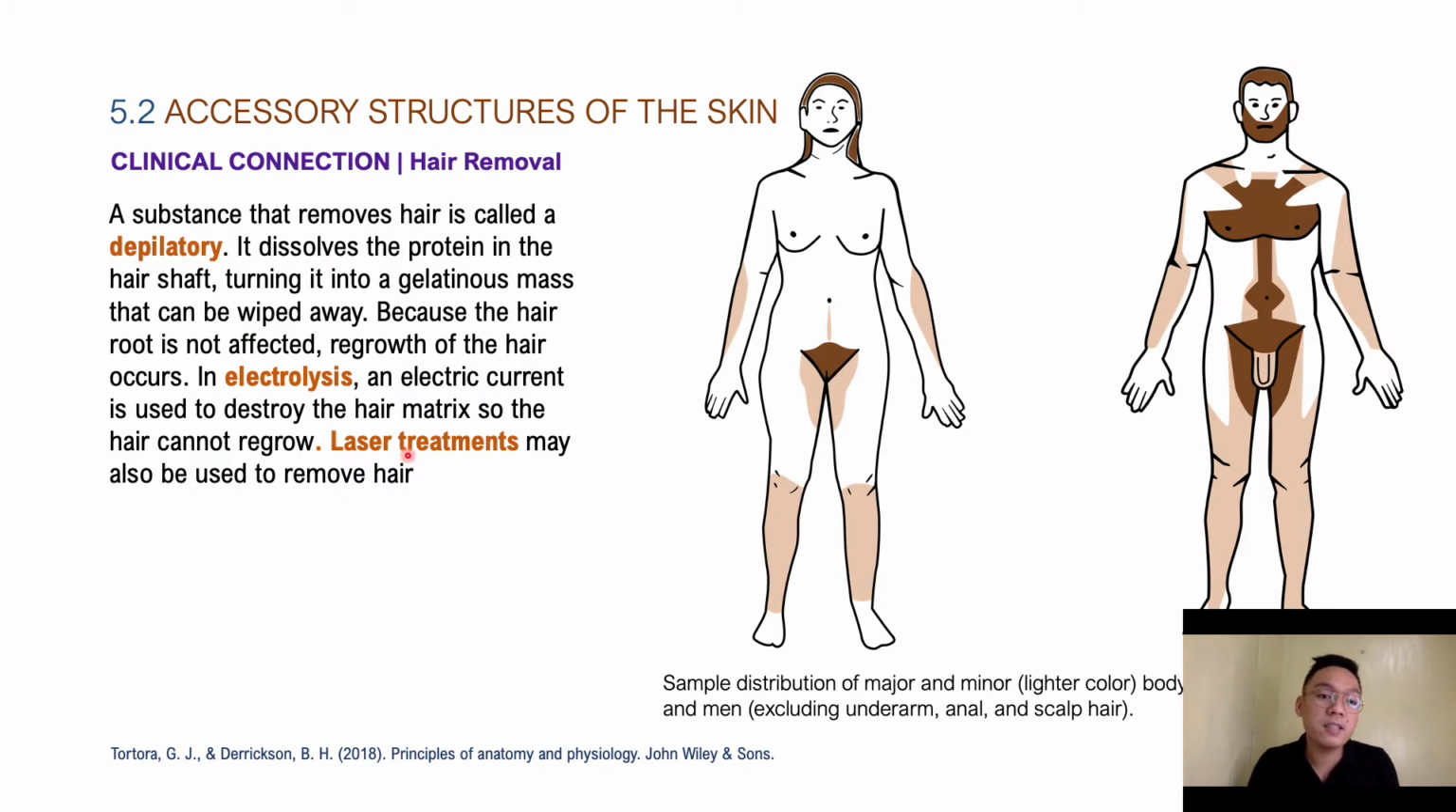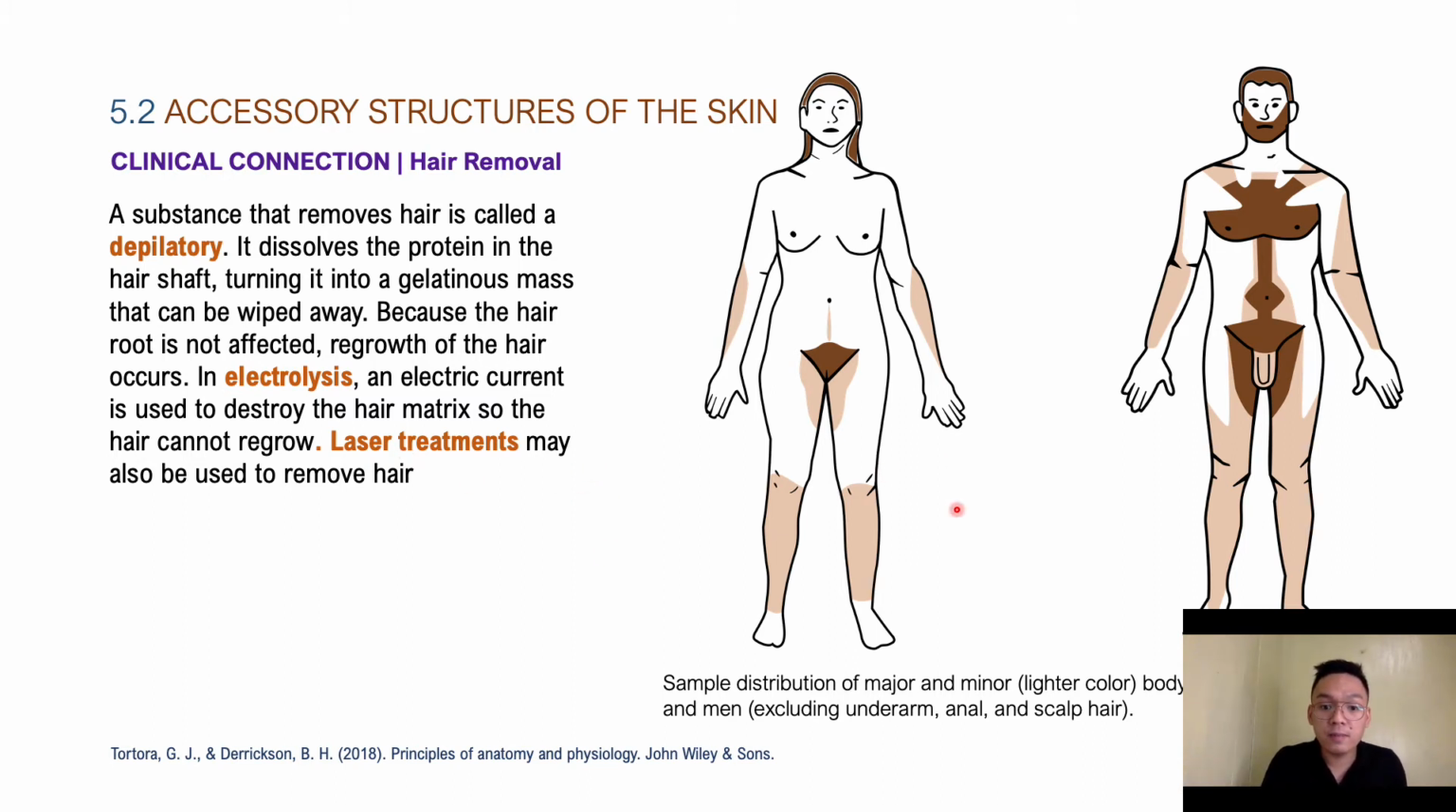On the next clinical connection, this is hair removal. A substance that removes hair is called a depilatory. It dissolves the protein in the hair shafts, turning it into a gelatinous mass that can be wiped away. Because the hair root is not affected, regrowth of the hair occurs. In electrolysis, an electric current is used to destroy the hair matrix so that the hair cannot regrow. And there are some treatments using laser that may also be used to remove hair.